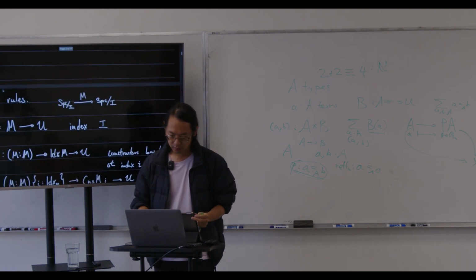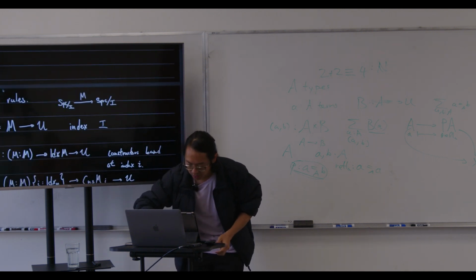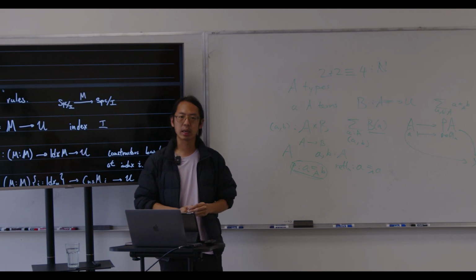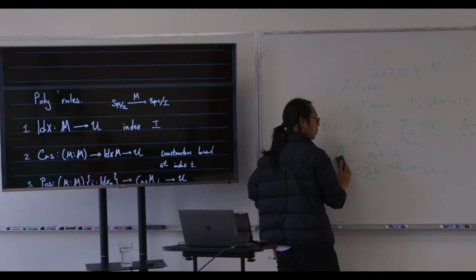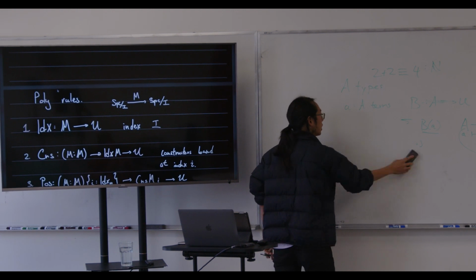Okay, so I'm going to start with just talking about what they axiomatize. So they talk about polynomial functors. Well, how do you axiomatize such a thing inside of homotopy type theory?